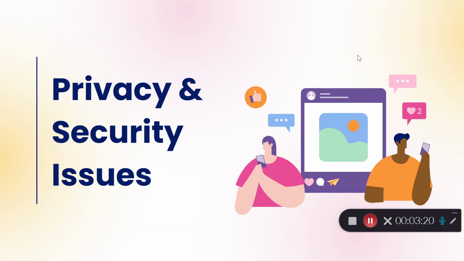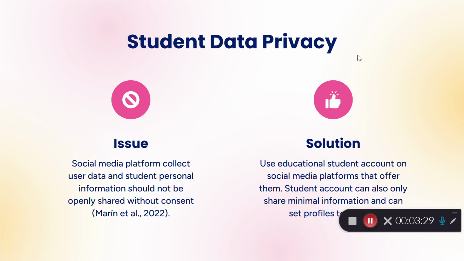Now, yes, there are going to be some privacy and security issues when you're using social media in a learning context, but there's some ways that we can resolve these issues. One of the first issues would be student data privacy. So obviously social media platforms collect user data and sometimes can distribute and or sell that user data. And obviously we don't want any student personal data to be openly shared without consent. One solution for this is to use student accounts on social media platforms if a platform offers them. And then we could also only share minimal information of a student on their profile and then set very strict security preferences on each student's profile.